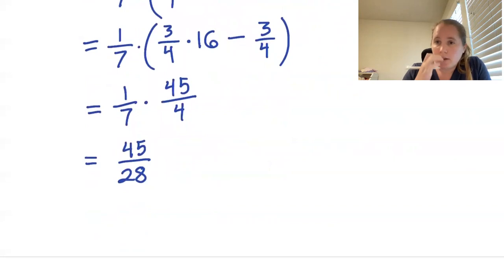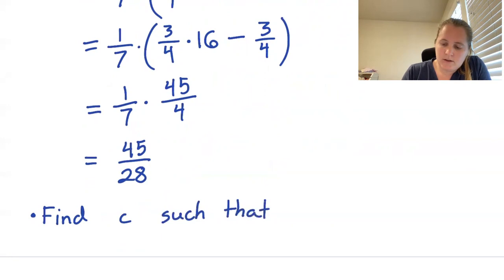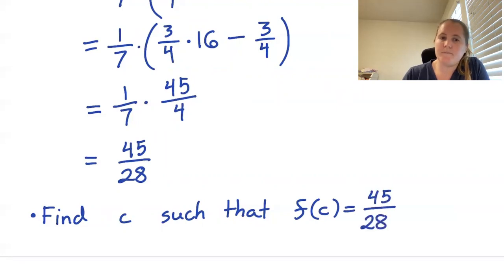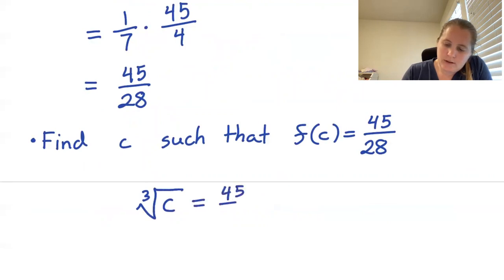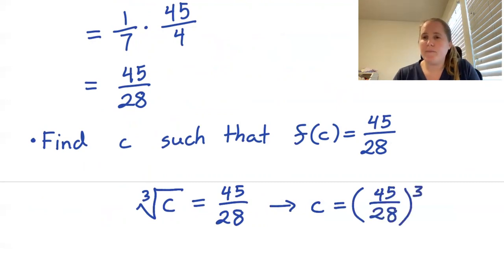And once we have our average value, we can go ahead and find the value of C. So we want to find C such that f of C is equal to this average value of 45/28. So we are looking at the cube root of C is equal to 45/28. That means that C is equal to 45/28 raised to the 3rd power. And then again, we could plug that into a calculator, get a decimal approximation, but that value of C will satisfy our mean value theorem of integration.